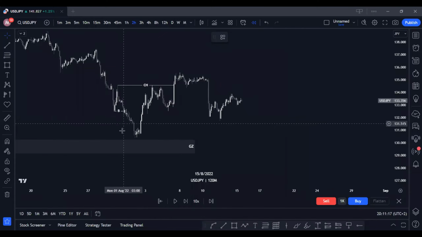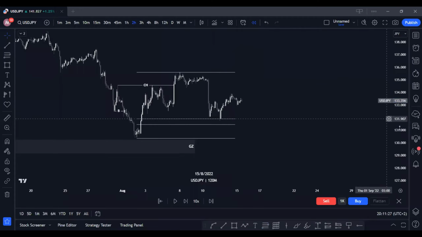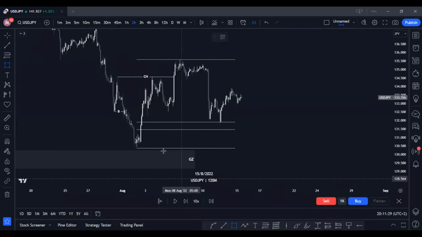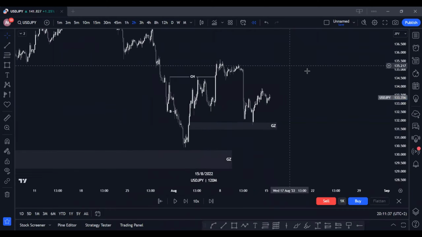And as you can see, the price just turned right above our golden zone. So you take your golden zone area again and place it here, and as you can see, price tapped us into our golden zone, and that's where you're going to take your entries, your buying entries from.